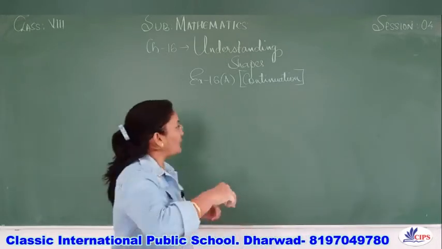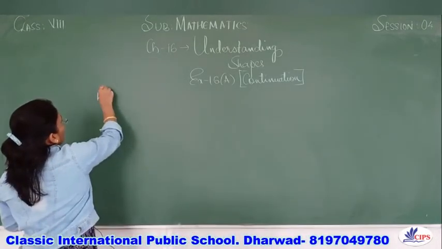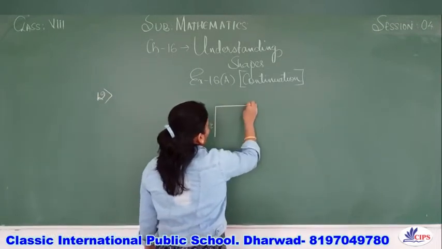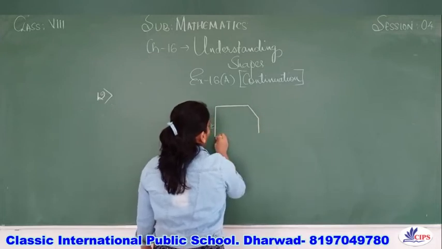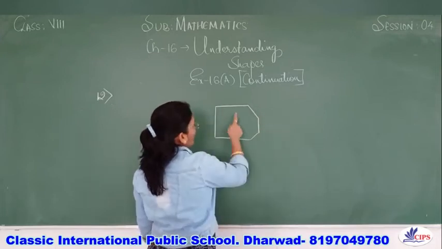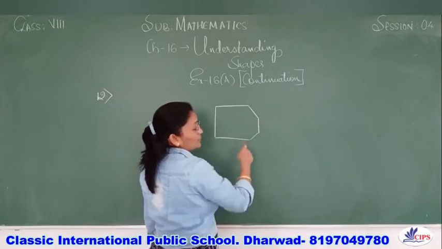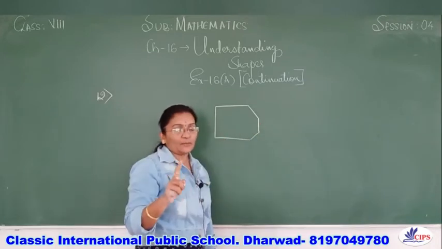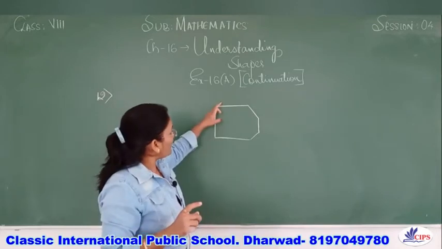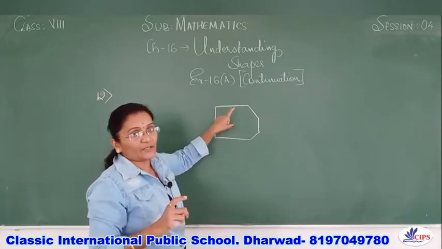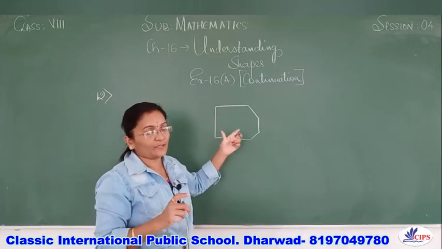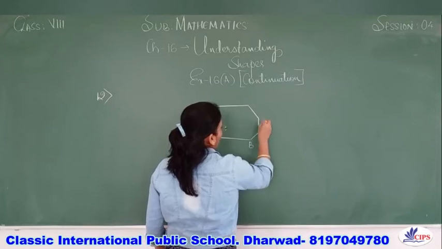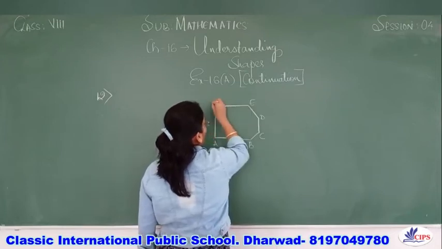So let us draw the hexagon first. Hexagon has got 6 sides. See here 1, 2, 3, 4, 5, 6. So we have drawn the 6 sides. Now let us name them. See how to name it. You have to name it in such a way that you have got these 2 sides parallel. So here AB is parallel to FE, they have told. So let us name it like this: A, B, C, D, E and F.